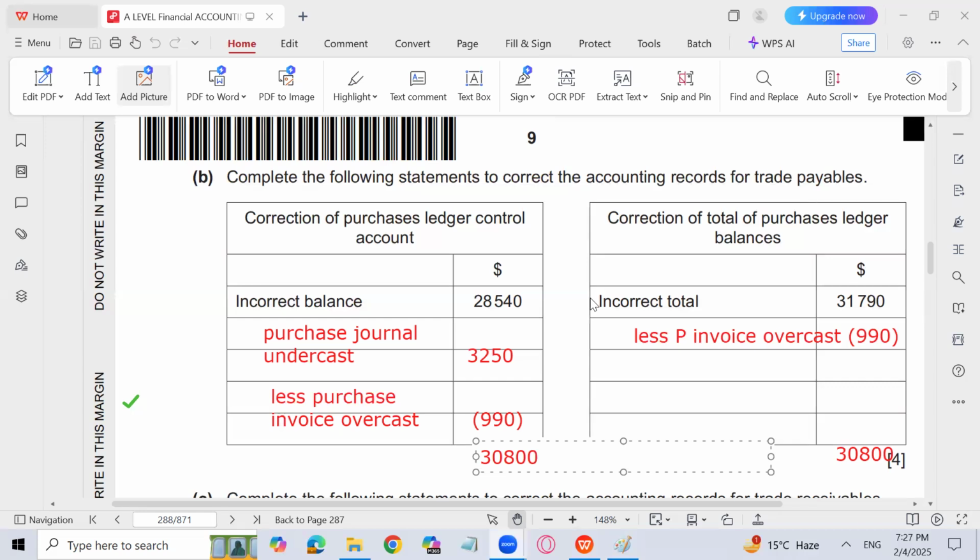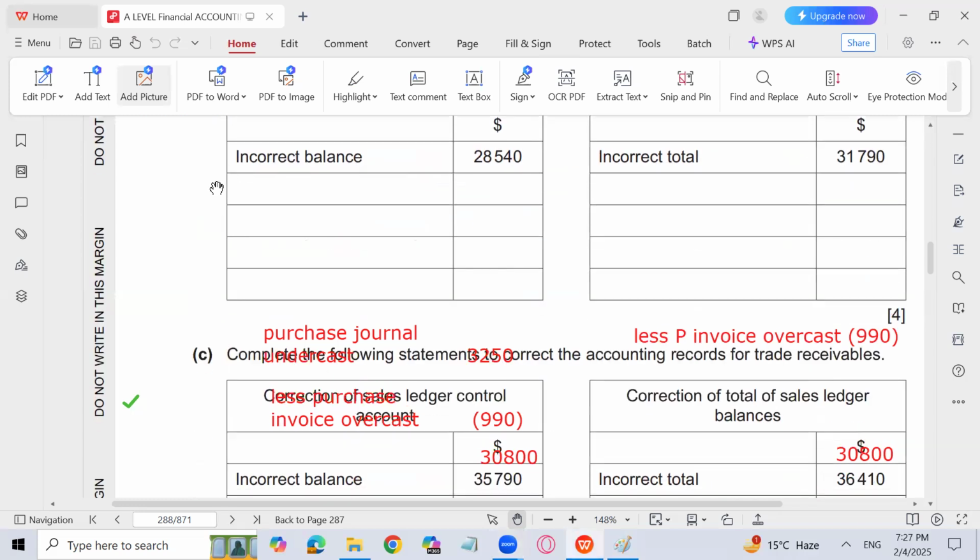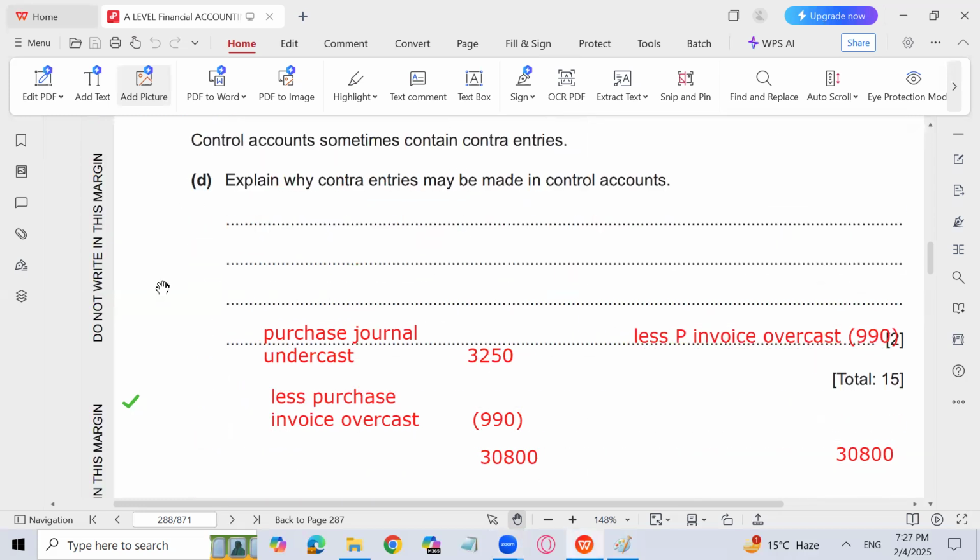If you have any problem, you can ask me. But as I discussed with you, this is basically a trade payable account. Purchase ledger control account is a trade payable account of all the trade payables, a combined account of all the trade payables. Whereas purchase ledger balance is a trade payable account of individual trade payables, and then the total of those balances will become the list of purchase ledger balances or total of purchase ledger balances. So we have done both things.